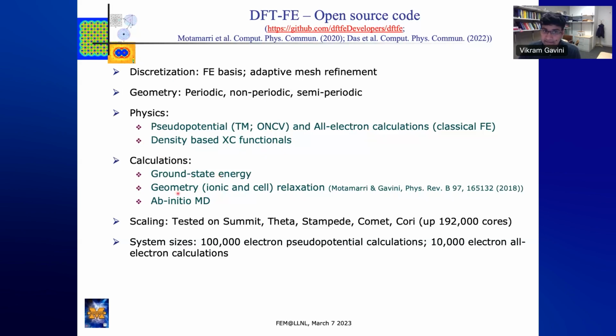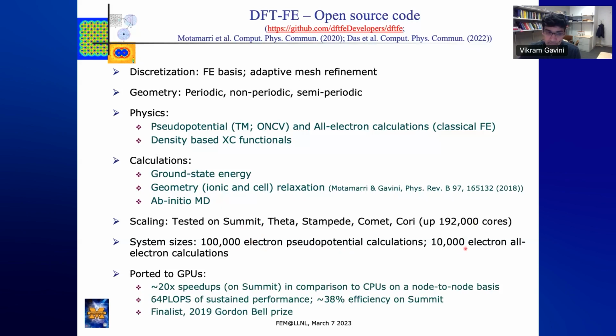The code can compute ground state energies. It can do geometry relaxations, both ionic and cell relaxations. You can do Ab-initio MD calculations with this. And the scaling has been tested on Summit, Theta, Stampede, Comet. We went up to around 200,000 MPI tasks on Cori, and we went up to 24,000 GPUs on Summit. And we've demonstrated calculations on about 100,000 electrons, pseudopotential calculations, as well as 10,000 electrons, all electron calculations. And we do see very good sustained performance on Summit, around 64 petaflops at about 38% efficiency on Summit.